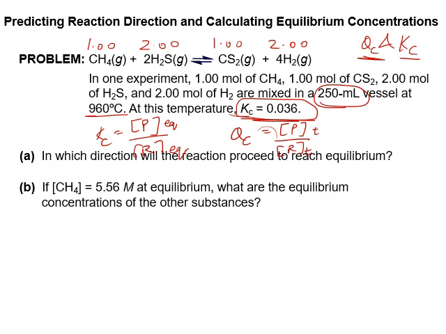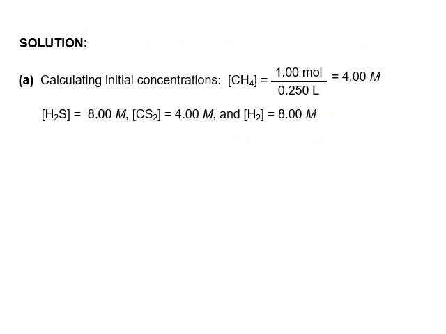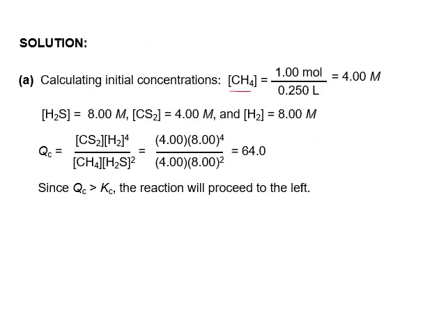The important thing is these are moles. Convert these into molarity using the volume. So let's convert them. This would give me 1.00 divided by 250. So divide everything by 0.250 in liters. That would give you your concentration. So these are my concentrations for CH4, H2S, CS2, and hydrogen.